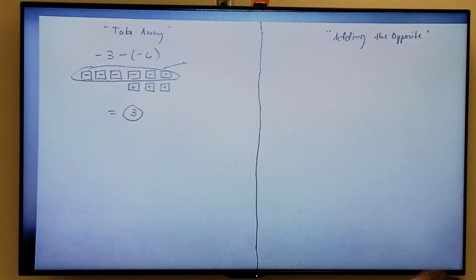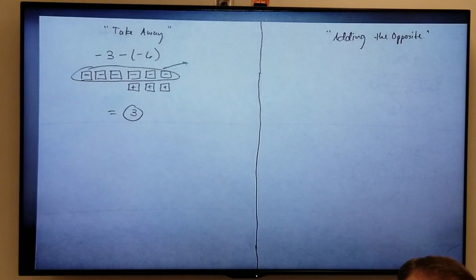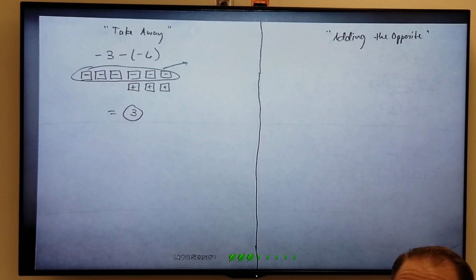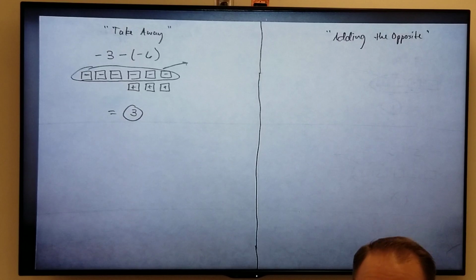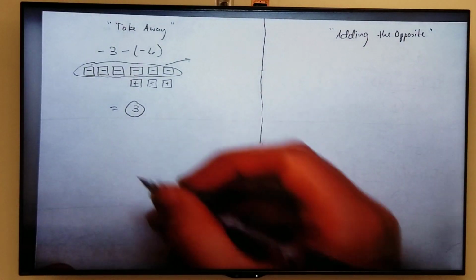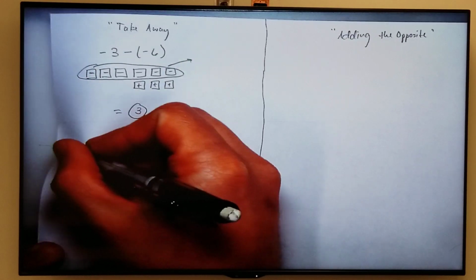And I'm left with 3 positive tiles. Okay, so negative 3 minus negative 6 is a positive 3. Okay, so hopefully you're kind of catching on to the idea there. I want to give you 2 more examples just because this could get even slightly more complicated, right? So here are 2 more examples that are even more complicated than the ones we've seen so far.